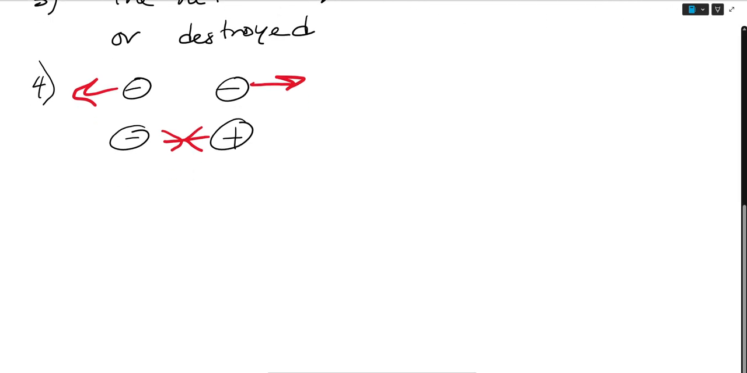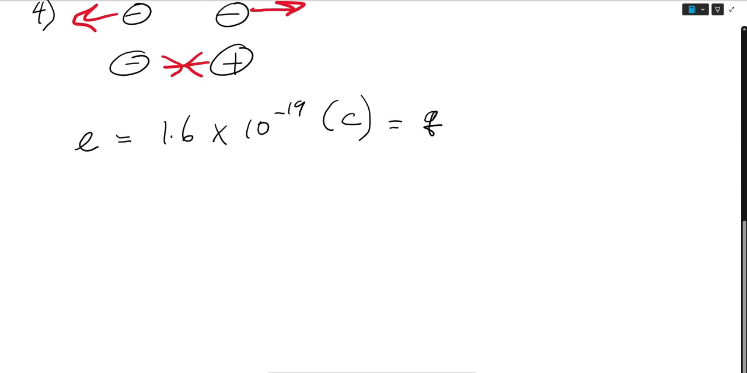So we can define the unit of charge as e equals 1.6 times 10 to the negative 19 coulombs. And this is also called q, where the charge on a single proton, q_p, is equal to e, and the charge on a single electron is equal to minus e.